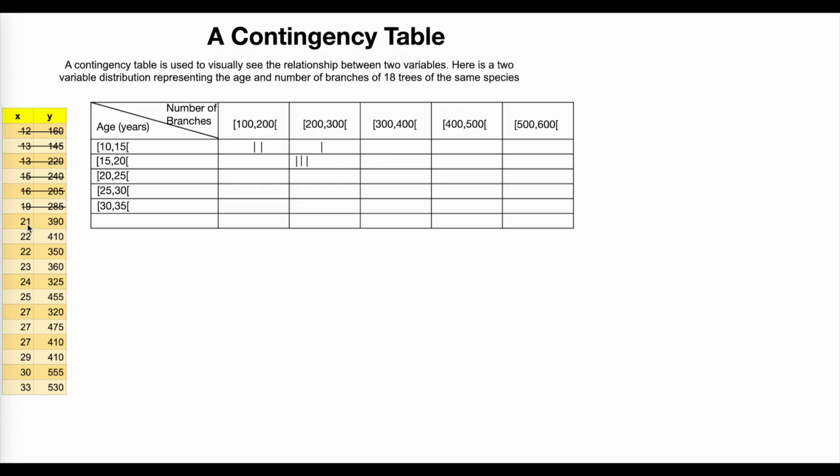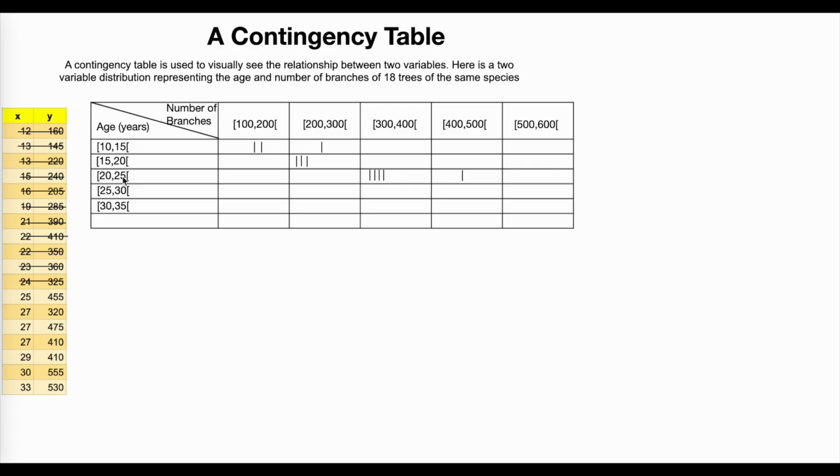Then 21, 390. 21 is down here. 390 is going to fall in right there. Cross it off and put a 1 right there. Then 22, 410. Cross it off. 410 is right in here. Then 22, 350. 22 falls between 20 and 25. 350 falls in right here. I'm going to cross it off and put a little 1 there. 23, 360 falls in here. Cross it off, put another 1 right there. 24, 325 is going to fall in here. Cross it off, put another 1 there.